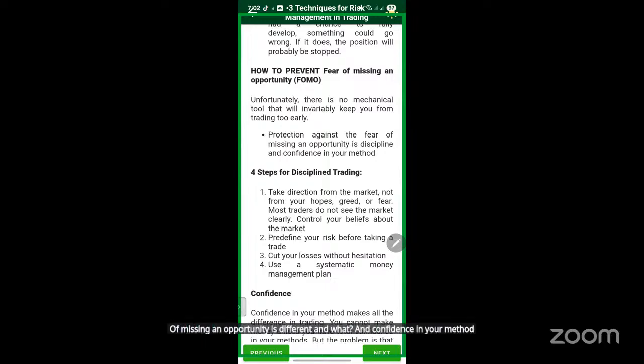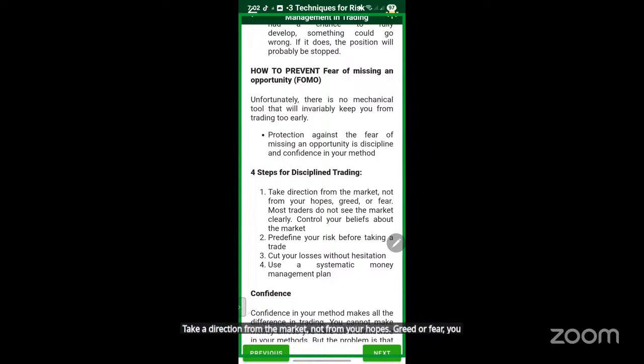So in your method of trading, remember we developed a trading strategy. We saw where we can enter the market and where we can exit as well. Now, here they are giving you steps for discipline in trading. Take a direction from the market, not from your hopes, greed or fear.